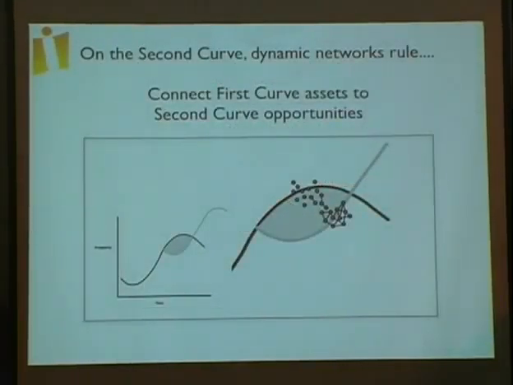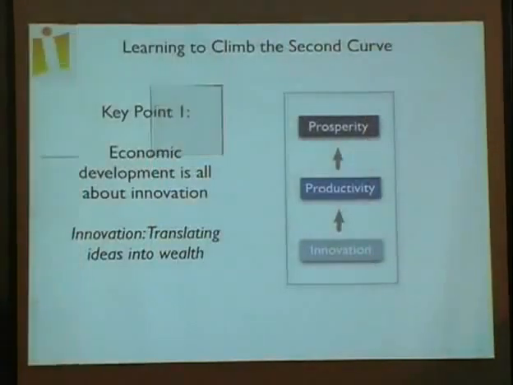What we have to do is figure out ways to take our assets from the first curve economy and start to link them to the second curve economy. And a lot of that's going to happen over the internet. A lot of that's going to happen by the integration of software development with economic development. Key point number one, in order to accelerate and move on to the second curve, we're going to have to innovate.